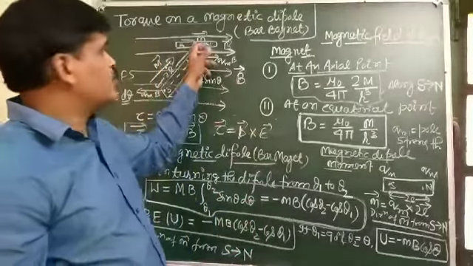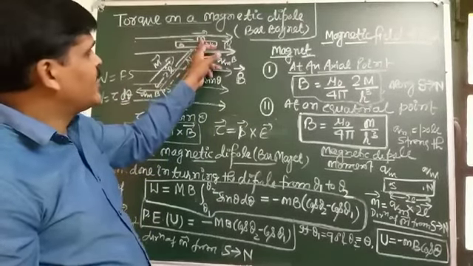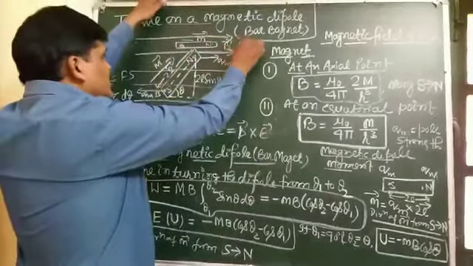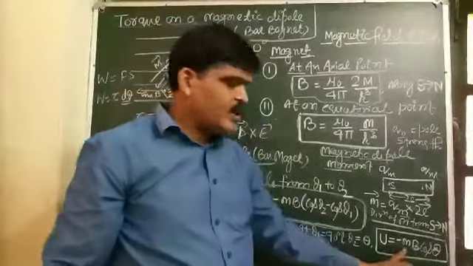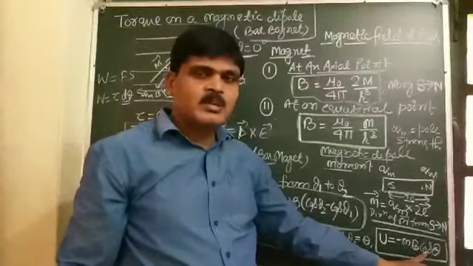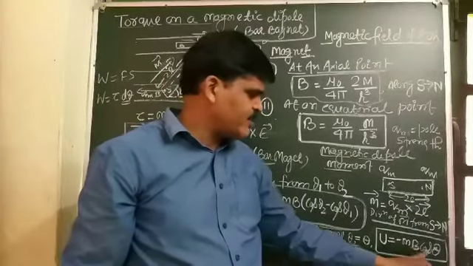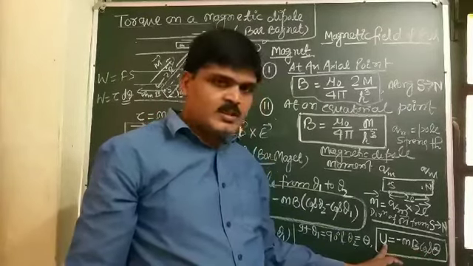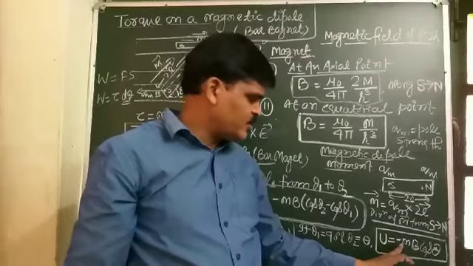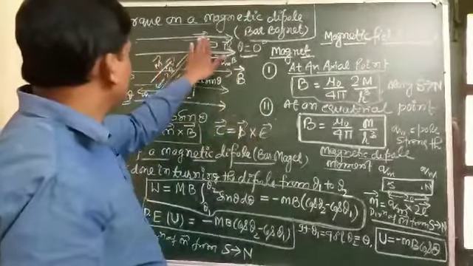So stable equilibrium is what? The angle between the magnetic moment and the magnetic field should be zero. So this is the condition for stable equilibrium. And in stable equilibrium, potential energy comes out to be W equal to minus mB cos 0. Cos 0 is 1. So in stable equilibrium, potential energy comes out to be minus mB.